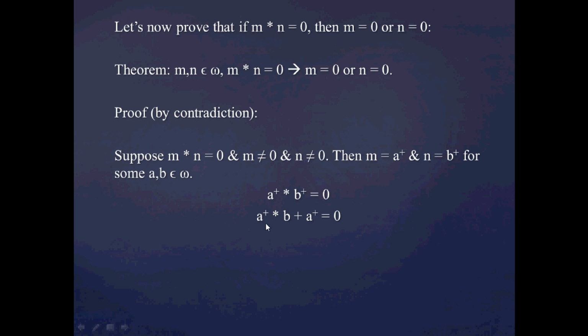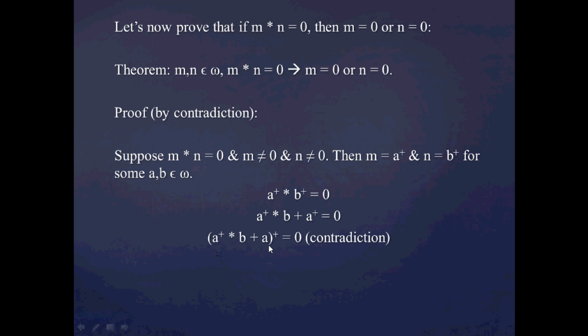So now I just apply the definition for multiplication. I have the theorem that a plus times b plus is going to be a plus times b plus a plus. That's going to be equal to 0. And then finally, I have that theorem for addition, that when I have something and I add it to the successor, that's going to be, in this case, equal to the successor of a plus times b plus a.